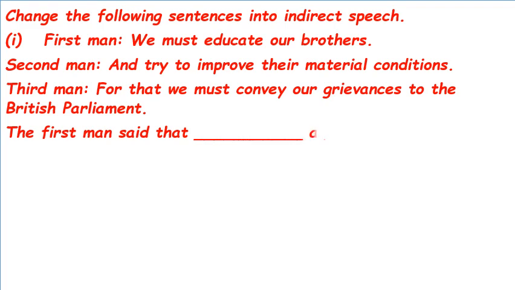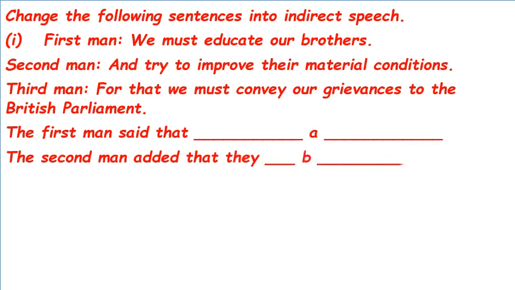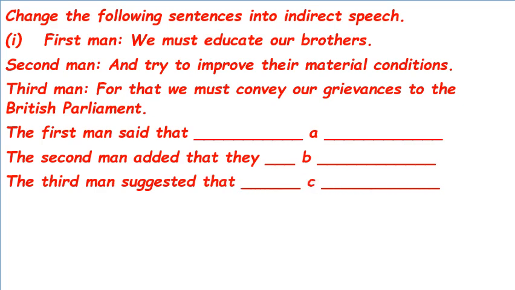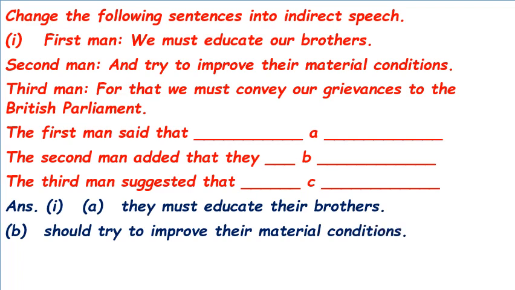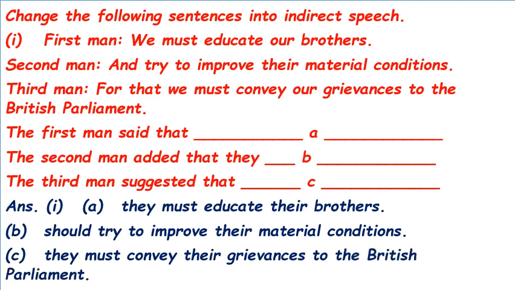The first man said that dash. The second man added that they dash. The third man suggested that dash. The answer of the first part is the first man said that they must educate their brothers. The answer of the second part is the second man added that they should try to improve their material conditions. The answer of the third part is the third man suggested that they must convey their grievances to the British Parliament.